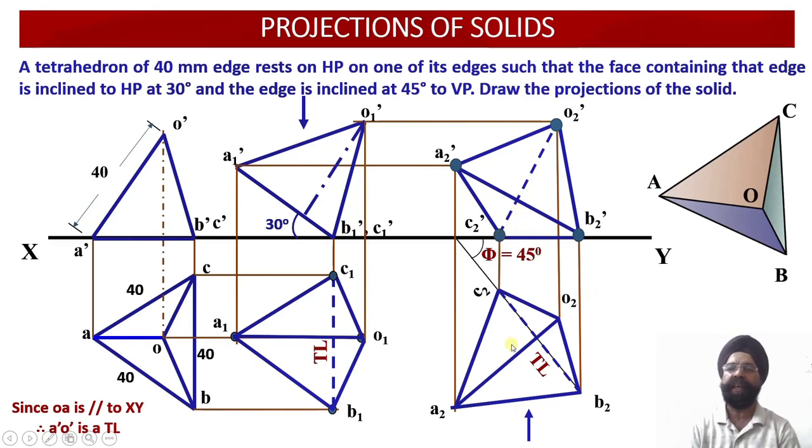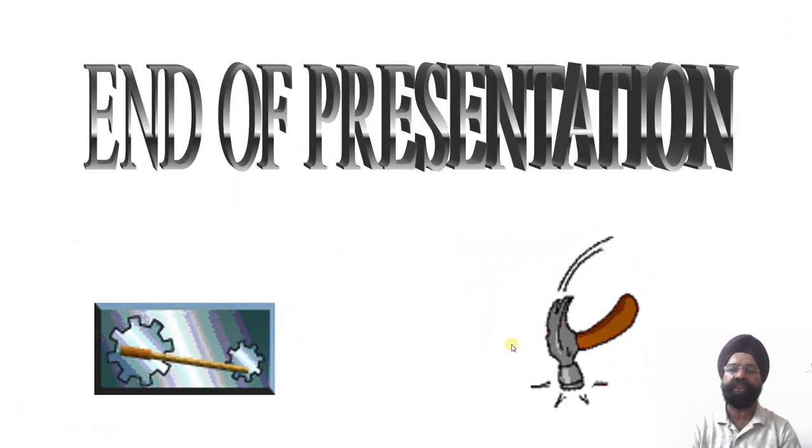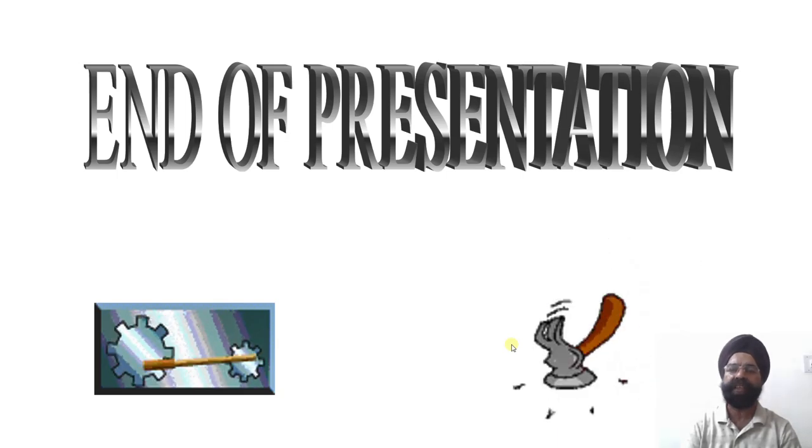With this, we complete the discussion regarding the projections of an oblique tetrahedron solid which is inclined with respect to both the reference planes, that is the horizontal plane and the vertical plane. We'll continue with further discussion on some more oblique solids in the next lectures.